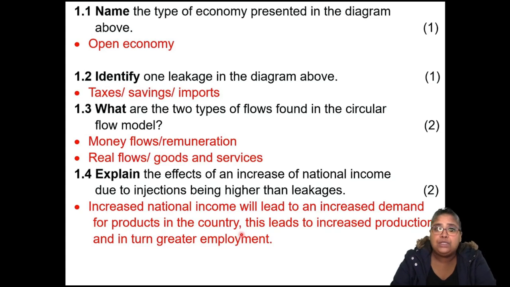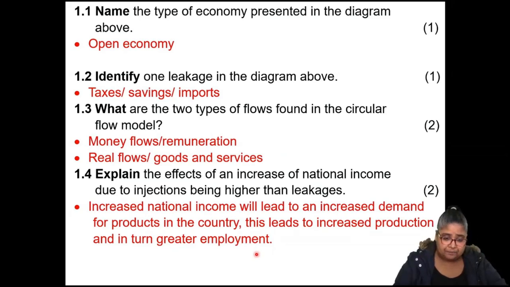And as a result of production increasing, because we need labor to produce these additional goods and services, therefore greater employment or more jobs will be created. Okay, so it has a ripple effect. More income, more demand, higher demand, and because there's a higher demand, more production has to take place to satisfy this demand, and as a result of this, more people will be employed. Okay, so that is all of those effects in one sentence, and that gives you your 2 marks. So this is your middle order cognitive level type of question.